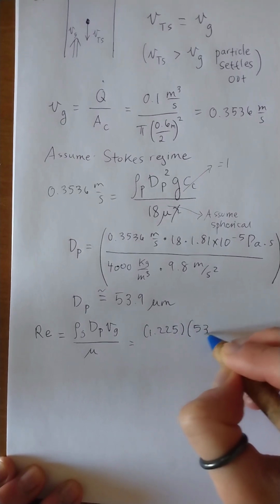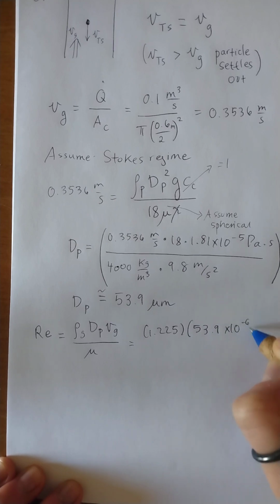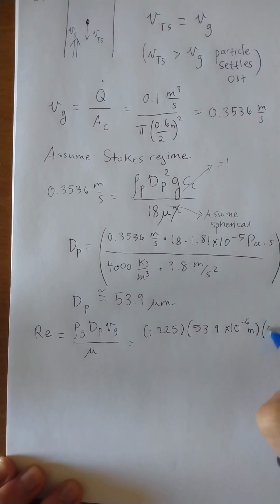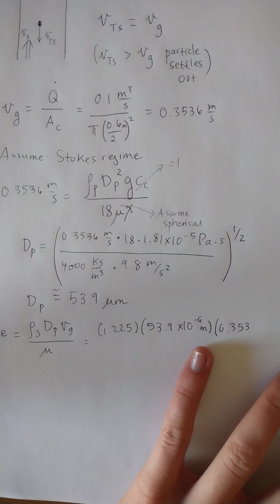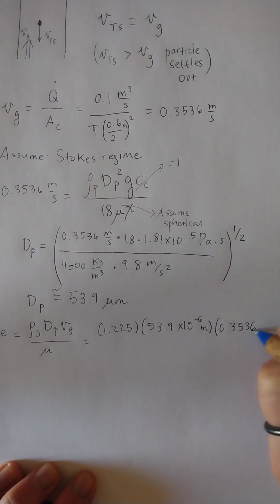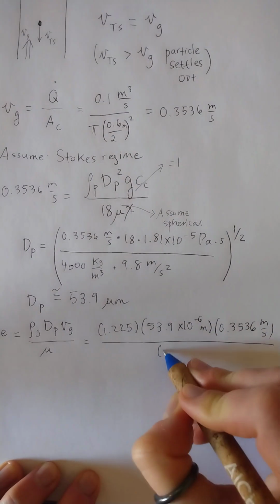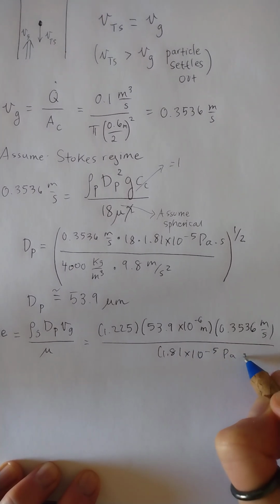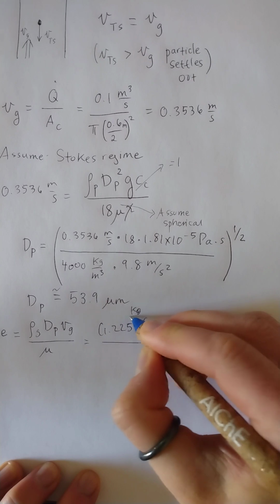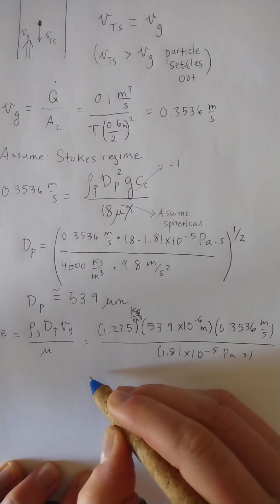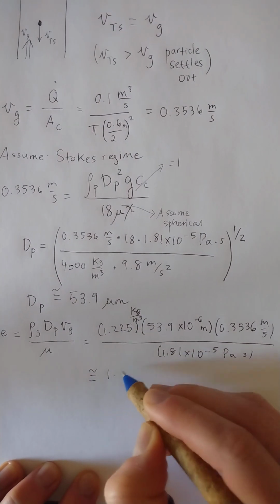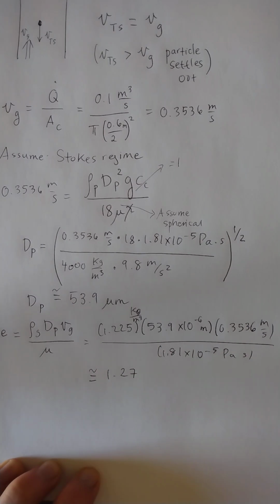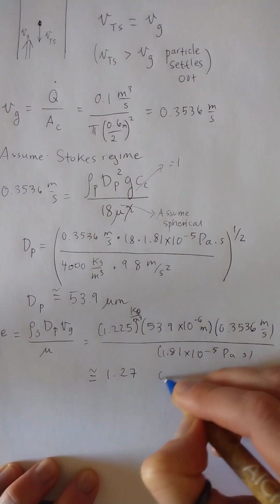We just calculated a size of 53 microns, and we have a fluid velocity of 0.35 meters per second. Divide that by the viscosity of air at standard conditions. I should have written kilograms per cubic meter up here. And then we get a Reynolds number that's about 1.27. So it's borderline, but we should be okay to assume Stokes.